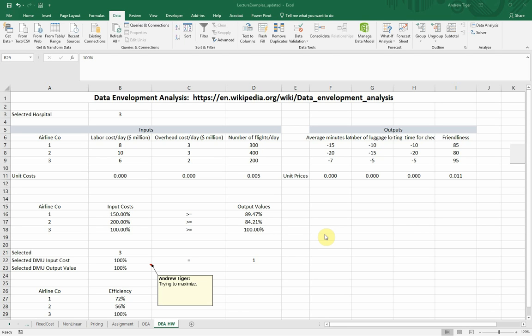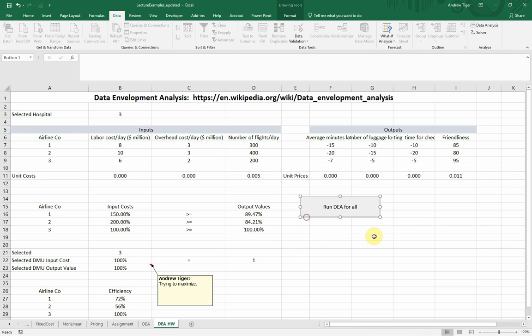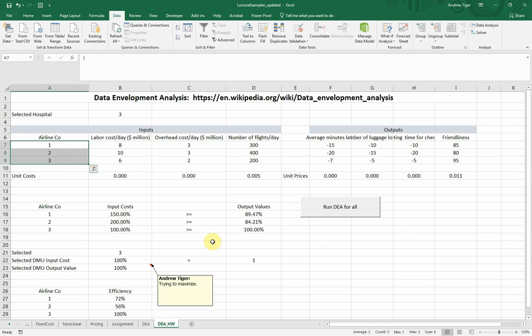Okay, in this video I go over homework 8. Homework 8 had a data envelopment analysis problem where we had 3 airline companies. I think I listed them as A, B, and C, but for this to work using the VBA code, I converted them to 1, 2, and 3. But we had 3 airline companies.